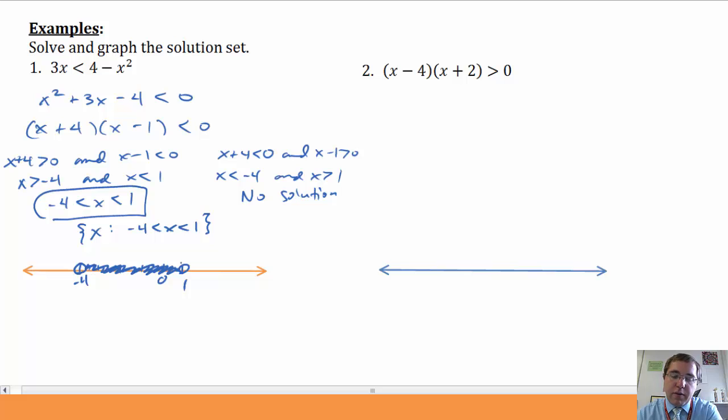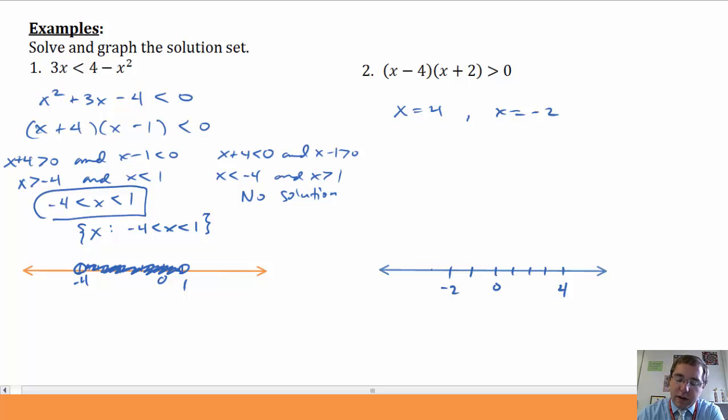Number 2. This one's already factored. x minus 4 times x plus 2 is greater than 0. So let me show you a different method of doing this rather than having to run through the two options. If we just take the two zeros of the function, so in this case x of 4 and x of negative 2, and let's graph those. Negative 2, negative 1, 0, 1, 2, 3, 4. Then those are going to be the defining points of our inequality, just like negative 4 and positive 1 were in the inequality on the left.